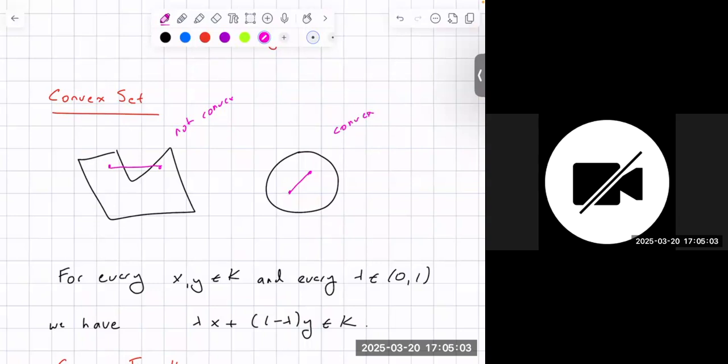And the line segment, if you're going to write it algebraically, is written this way. Your first point times a number lambda between 0 and 1, plus your second point times 1 minus that number. If you think about all these, this gives you the entire line segment. When lambda is 1, you're at x. When lambda goes to 0, you end up at y. So the entire thing gives you the line segment.